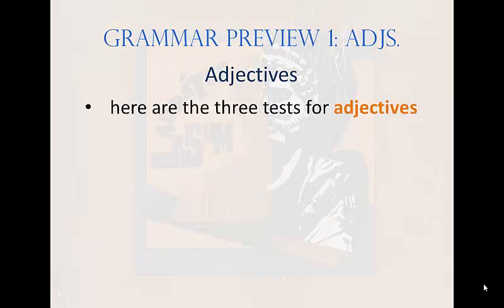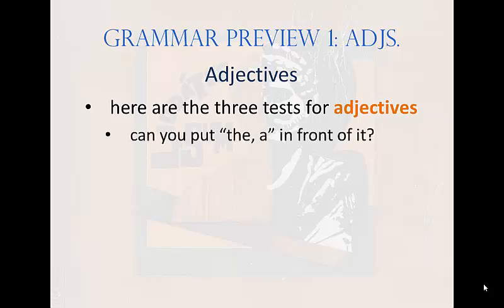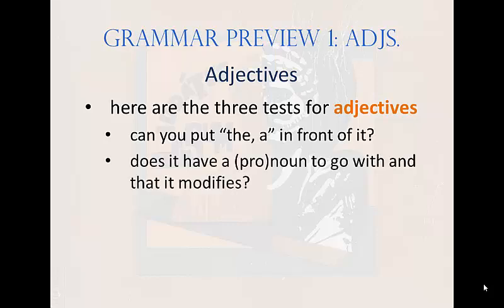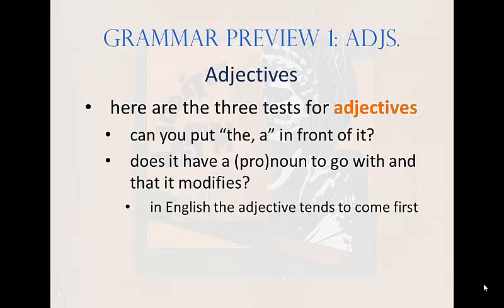Here are 3 tests you can use to determine if a word is an adjective. 1. Can you put the or a in front of it? You'll also need to add a noun if you want it to make any sense. 2. Is there a noun or pronoun with it that it modifies? English tends to put the adjective first, so look for a noun immediately or soon after the adjective. There are occasions, however, when the adjective comes after the noun, especially in sentences like, you are wise. Wise is an adjective modifying you.